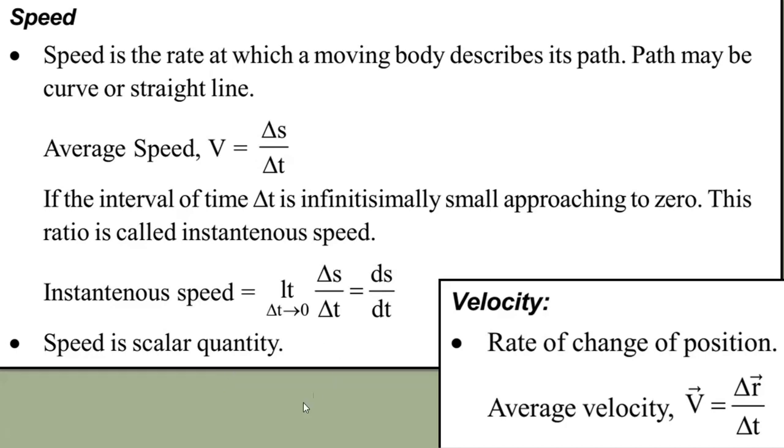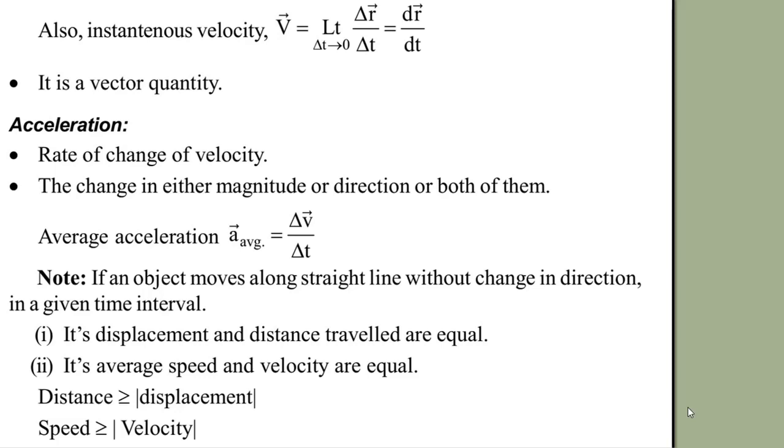Then velocity. Velocity is the rate of change of position. So average velocity v bar is equal to delta r bar divided by delta t. Also, instantaneous velocity v bar is equal to the limit as delta t tends to 0 of delta r bar divided by delta t, which is equal to dr bar by dt. As velocity is a vector quantity, it has magnitude as well as direction.